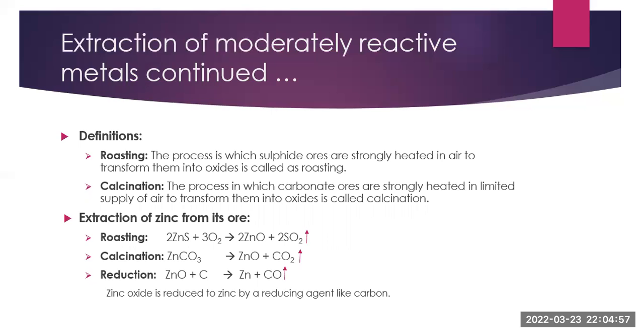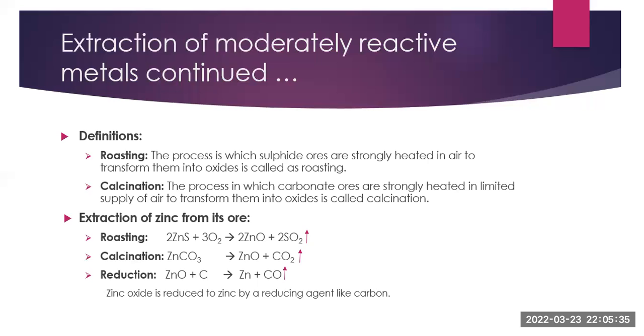So here are some of the examples of extraction of zinc from its ore. To extract zinc from its sulfide, we carry out the process of roasting. So the balanced chemical equation is 2ZnS + 3O2, giving us 2ZnO + 2SO2. In case of carbonate of zinc, calcination process is carried out. The balanced chemical equation is ZnCO3, giving us ZnO + CO2.